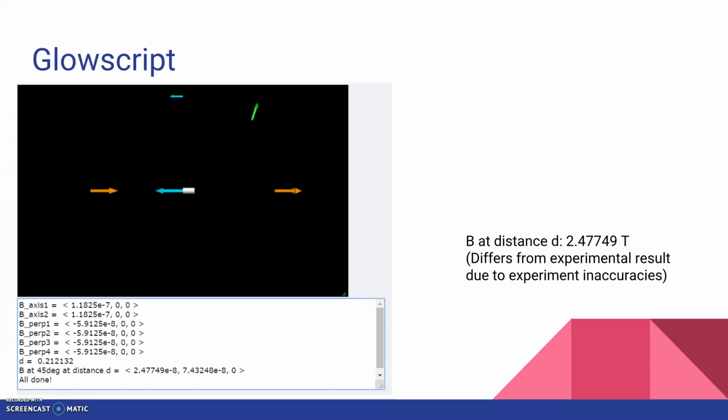In GlowScript, I found that the magnetic field at distance d was 2.47749 teslas, and all of the breakup between the different areas around the magnet can be seen here.